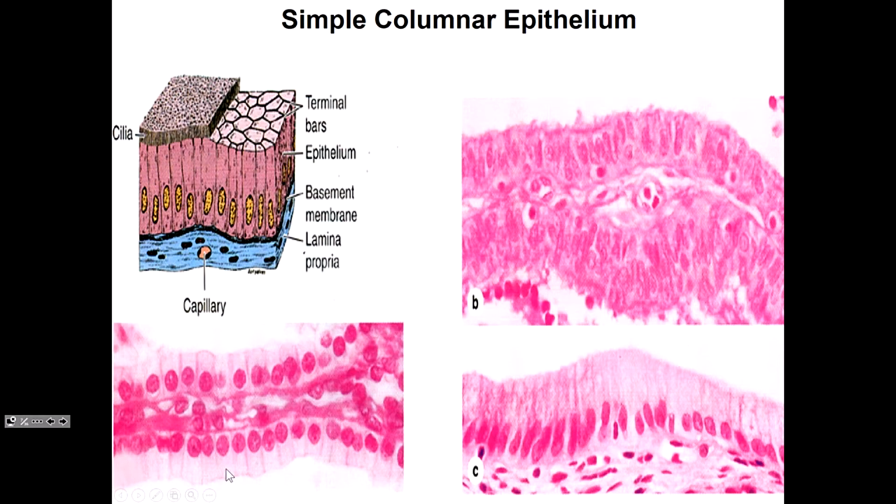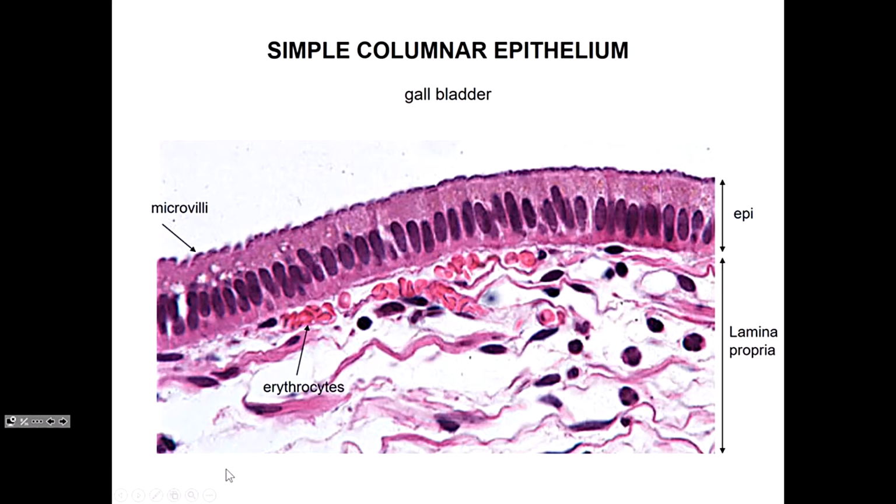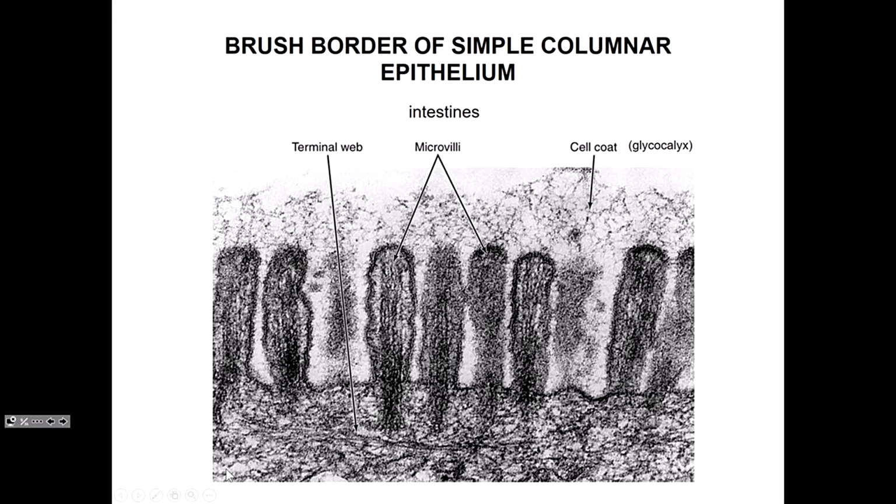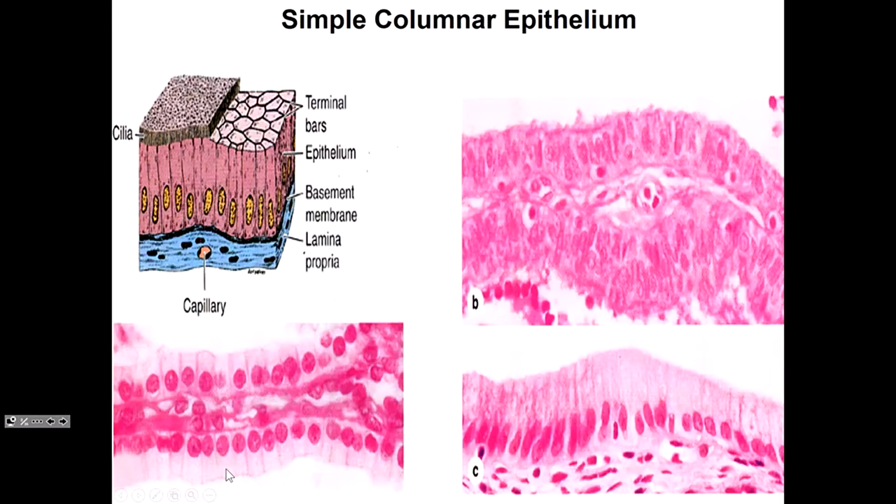Okay, any questions? Okay. And again, simple columnar. I think this is a good example. Simple columnar, there's one layer of cells as identified by the layer of nuclei resting on a basement membrane. So simple columnar epithelium.